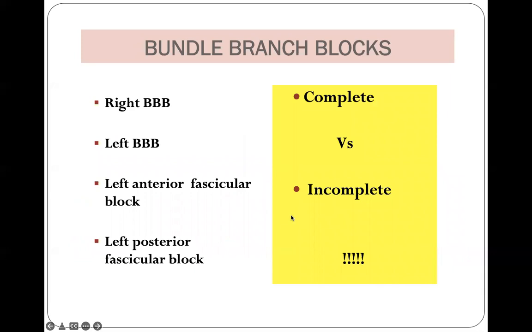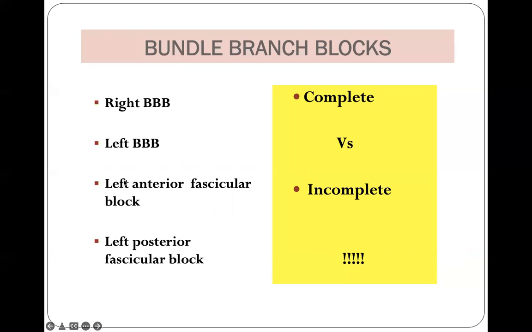Then we will come to the pathology which changes the morphology or the shape of the QRS complex, which is bundle branch block. And as you know, we have a right bundle, we have a left bundle that divides into the left anterior fascicle and left posterior fascicle. All of these branches can be blocked. So we have a right bundle branch block, we have a left bundle branch block, we have a left anterior fascicular block and left posterior fascicular block.